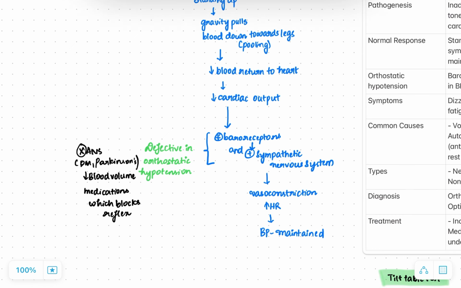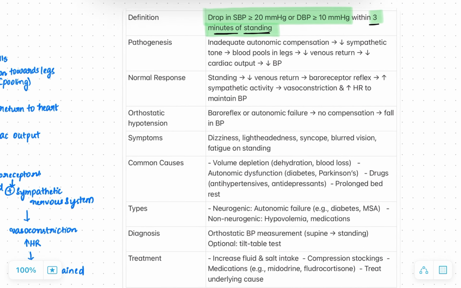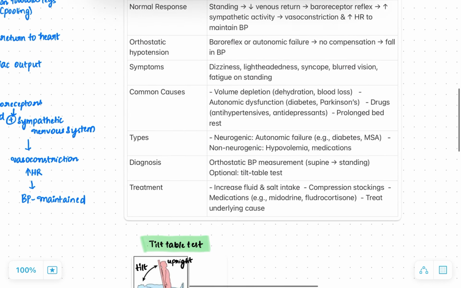This can be because of autonomic nervous system diseases like Parkinson's disease or neuropathies caused by diabetes mellitus, a decrease in blood volume which is non-neurogenic, and medications which block the reflex. So coming to the pathogenesis, inadequate autonomic compensation causes an inadequate increase in the sympathetic tone, blood pools in the legs and the venous return decreases, causing a decrease in the cardiac output, causing a decrease in the blood pressure. So in orthostatic hypotension, baroreceptor or autonomic failure causes no compensation and falling BP will be seen.